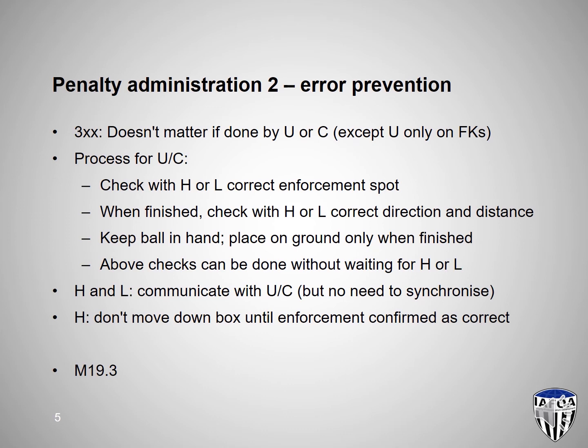But anyway, what should the process be for the umpire or the centre judge who's marching the penalty off? Well, we want them to check with either or both the head linesman and the line judge that they're starting off from the correct enforcement spot. And when they've finished, when they've got to the succeeding spot, we want them to check with the head linesman or the line judge that they've gone the correct direction and the correct distance.